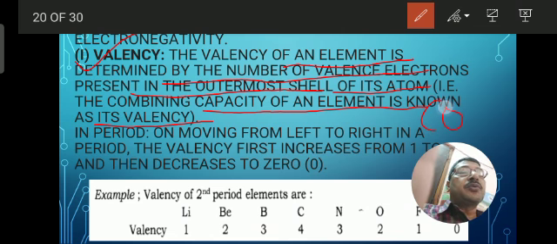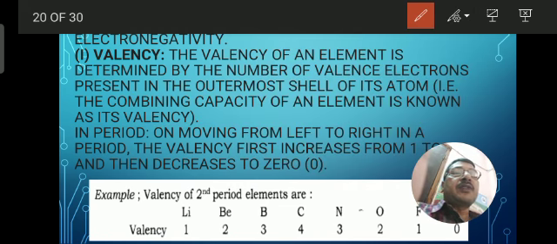Suppose CO2. Okay, the combining capacity of oxygen and carbon. Carbon can combine with 2 atoms of oxygen, so the combining capacity of carbon is 2. Oxygen can combine with 1 atom of carbon, so its combining capacity is 1. Okay, that is called the combining capacity. That is also known as valency.